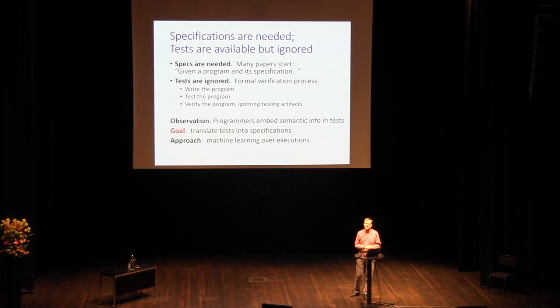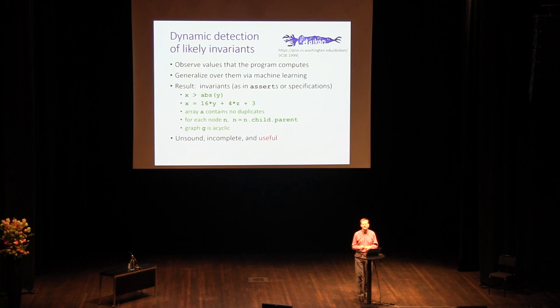Programmers put a lot of effort into building those tests. There's a lot of really good semantic information in those tests. So why don't we translate those tests into specifications? Why don't we extract that semantic information and formalize it? One way to do that is by machine learning over executions. So there's a technique called dynamic detection of likely invariants, or more commonly, specification mining.